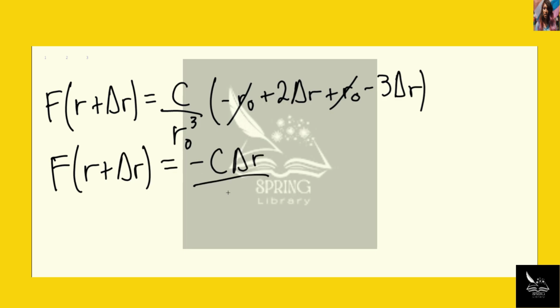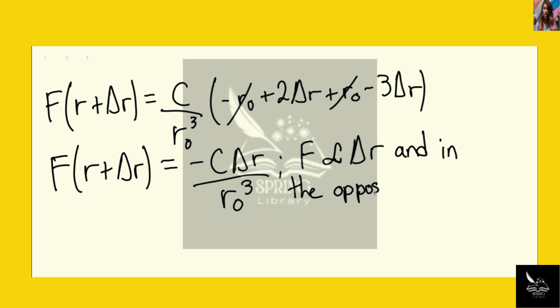And it's important to note that here the force is going to be directly proportional to the change in position. However, it's going to be in the opposite direction. So force is directly proportional to the change in position and in the opposite direction. This would, again, model simple harmonic motion, or a simple harmonic oscillator.